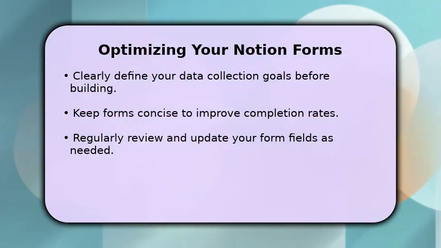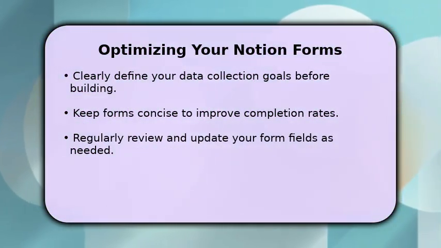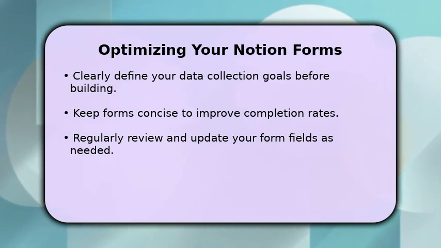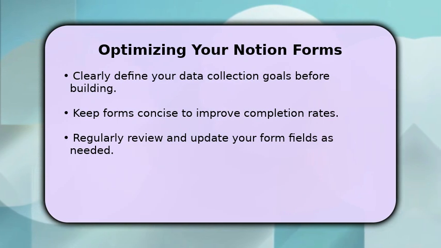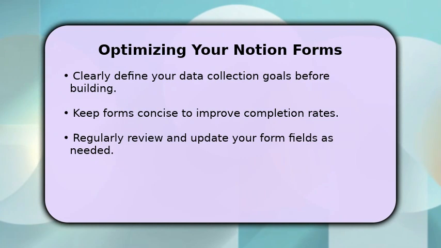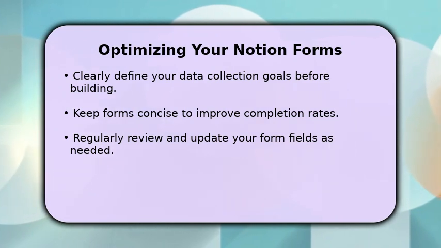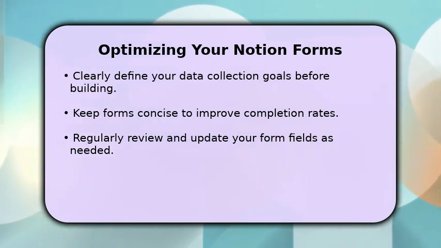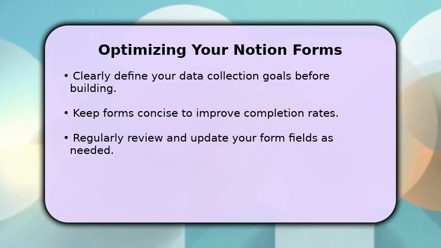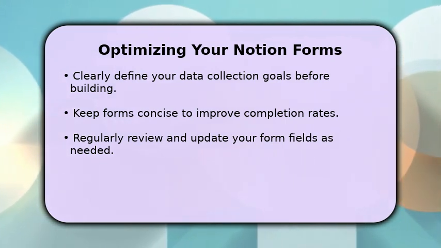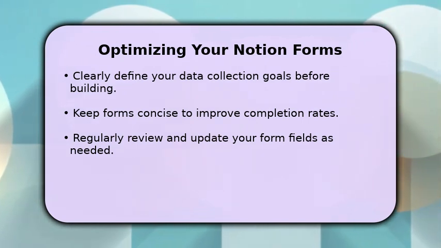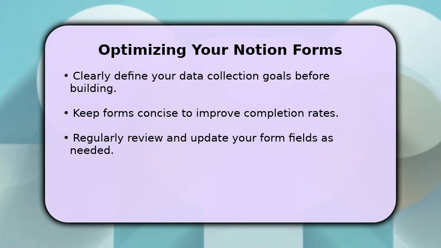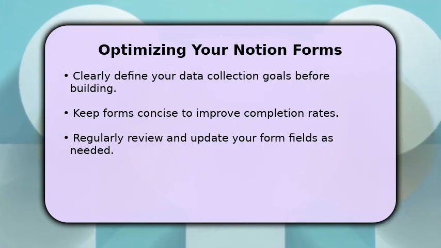To optimize your Notion forms, always start by clearly defining your data collection goals. What information do you absolutely need? Keep your forms concise, aiming for 5 to 7 essential fields to maximize completion rates. Provide clear instructions and use appropriate property types in Notion, such as text, number, or select, for better data integrity. Regularly review your forms to ensure they remain relevant and efficient for your ongoing data collection needs.